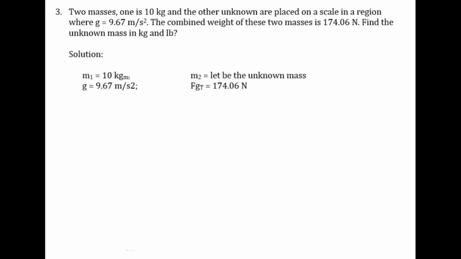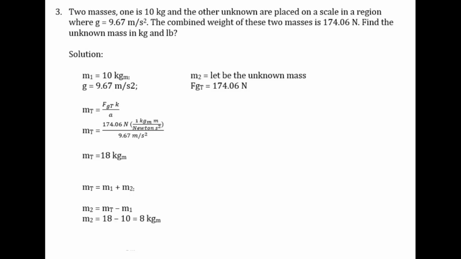Writing the given data. Solving first the total mass, thus we have 18 kilograms mass. Total mass is equal also to the sum of mass 1 and mass 2. Thus, we can solve mass 2. So mass 2 is equal to the difference of the total mass and mass 1, which is equal to 8 kilograms mass. Converting it to pounds, we have 17.64 pound mass.